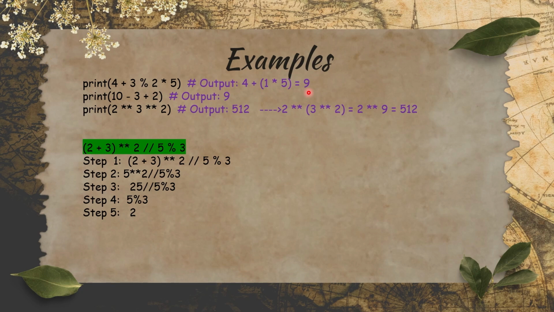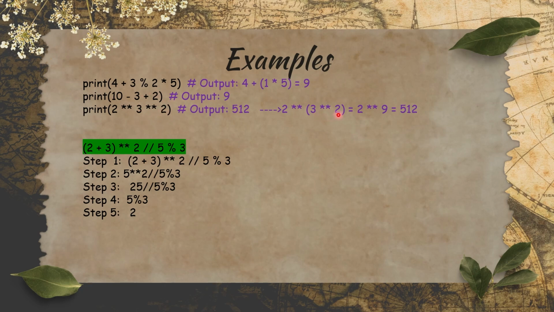So this is how precedence and associativity work. And next we have print 10 minus 3 plus 2. Here addition and subtraction have the least priority and are evaluated from left to right. So from the left we have 10 minus 3. 10 subtracted by 3 is 7. 7 plus 2 is 9. And here, print 2 exponent 3 exponent 2. Exponent has the second highest priority and it is evaluated from right to left, not from left to right. So from the right I have 3 exponent 2.